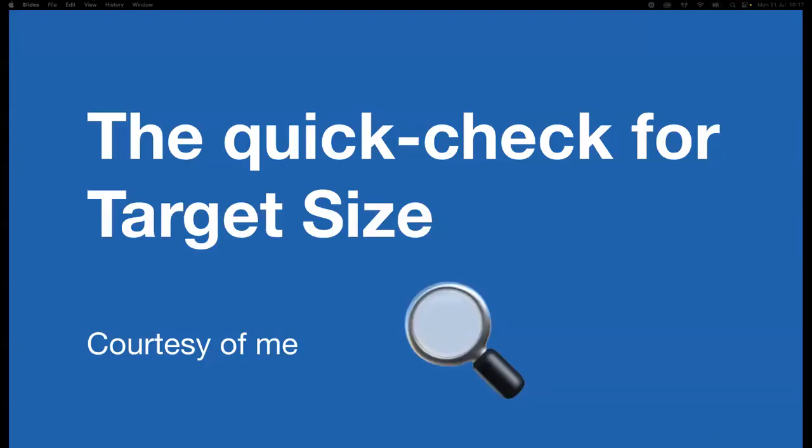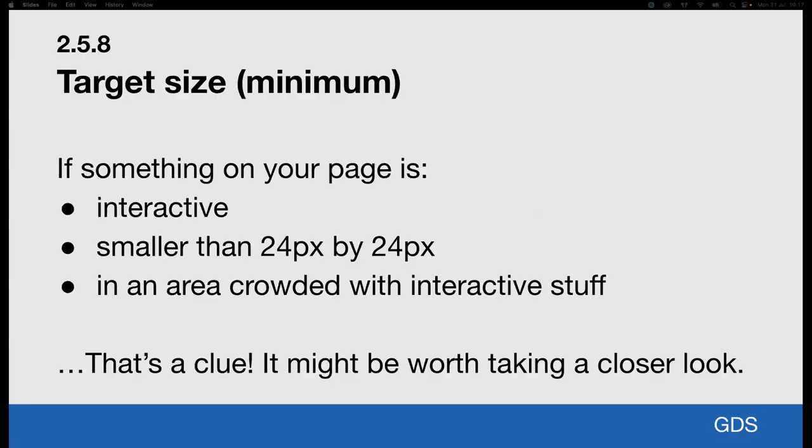Moving on, we'll go to the quick check version. This was developed for our team a few months ago, just to get everyone ready for WCAG 2.2. The quick check version is three bullet points. If something on your page is interactive, smaller than 24 by 24 pixels, and in an area crowded with a bunch of interactive stuff, that's a clue. That doesn't necessarily mean you've failed WCAG 2.2. There could be other things going on, but if it meets all three of those pieces, it's worth taking a closer look. It's worth doing a deep dive, as we're talking about an inspection here, to figure out what's going on there and if extra spacing or extra size for the target areas is needed. So yeah, if it's interactive, smaller than 24 by 24 pixels, and in an area crowded with interactive stuff.